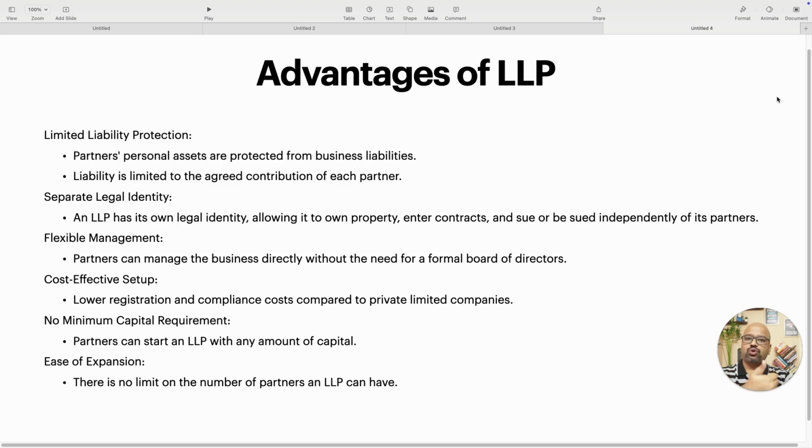You can sue, and you can be sued, independently of its partners. So that is there as a legal entity. Normally all the consultation and business companies get into this. So that's something which you can check. Flexible management.